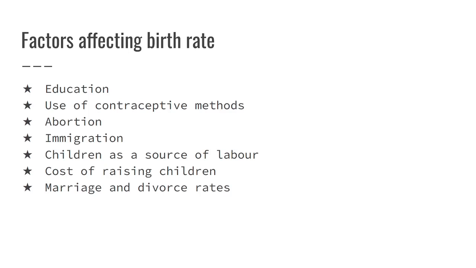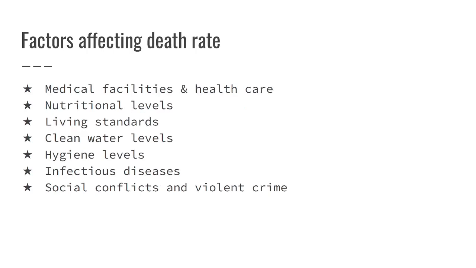There are a lot of factors that affect birth rate. Some of them are education, knowledge of contraceptive methods, abortion, immigration, whether the family uses children as their main source of labor or not, and so on. Similarly, there are a lot of factors that affect death rate. They can be medical facilities or healthcare, nutritional levels, living standards, hygiene levels, diseases that are spread, some type of pandemic, social conflicts, riots, or a certain level of crime which is increasing in that area.